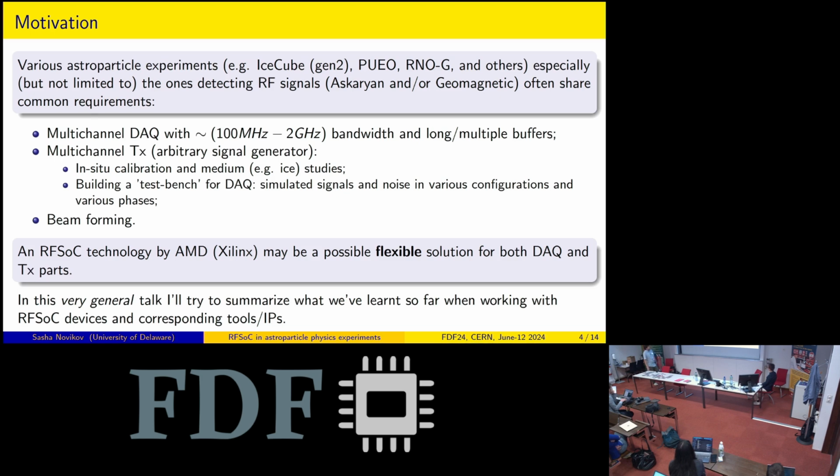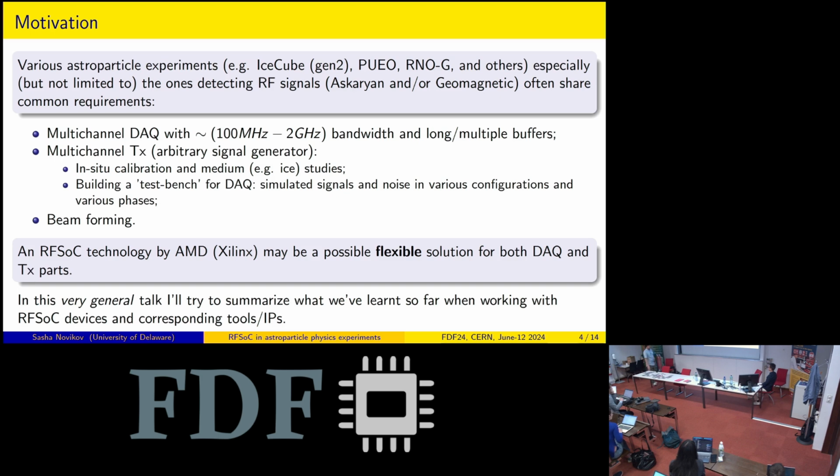A lot of those projects share one more requirement, which is beamforming. The idea is that you create a phased array of multiple antennas. If you have a few antennas, you align the phases, and the multiple antennas essentially act as one large antenna, which significantly increases your signal-to-noise ratio. That is very powerful, especially when you're looking for tiny signals, say from an ultra-high energy neutrino interacting with ice and producing Askaryan radio emission.